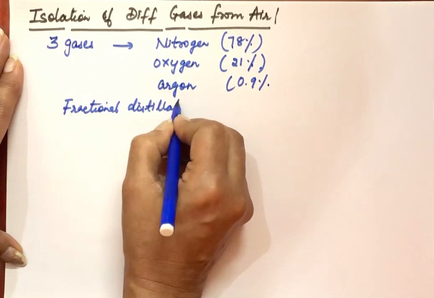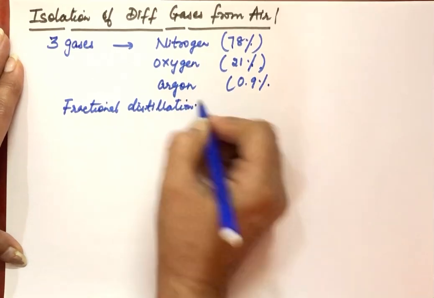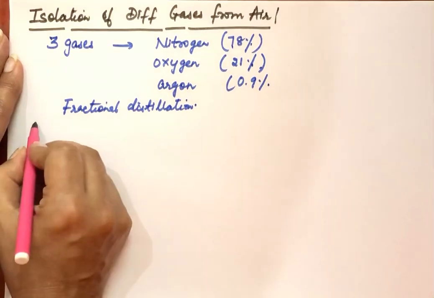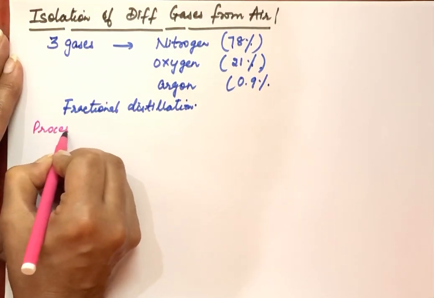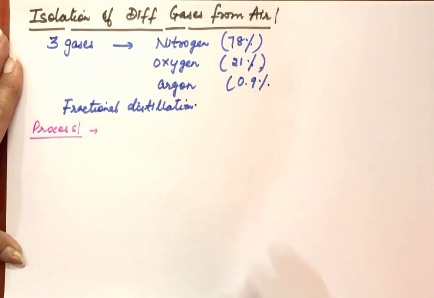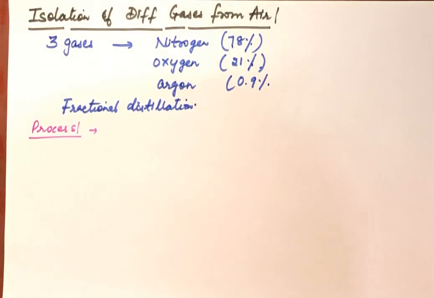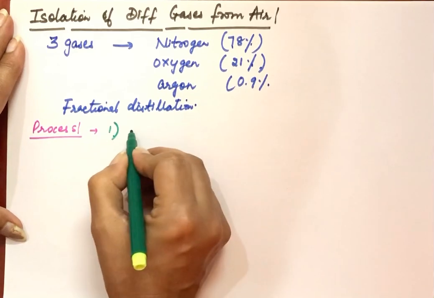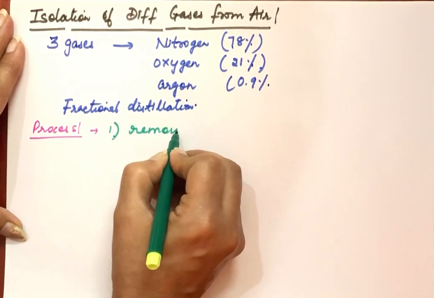So we need liquefied air here. The process is, first of all, we have to dry the air. The first step is to dry the air by removing moisture from it.